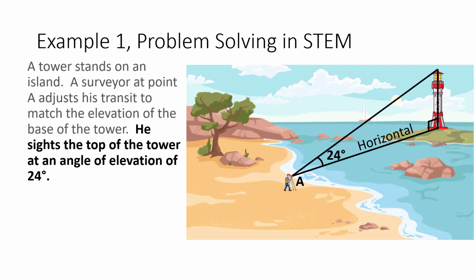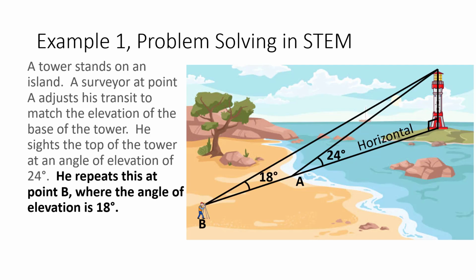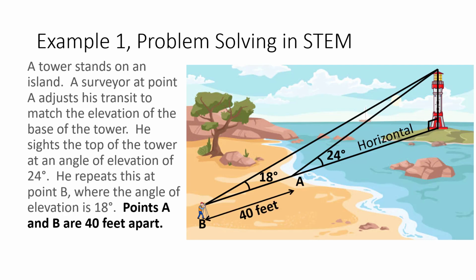The surveyor sights the top of the tower at an angle of elevation of 24 degrees. Then, the surveyor moves to point B and repeats the process, finding an angle of elevation of 18 degrees. Points A and B are 40 feet apart. How tall is the tower?